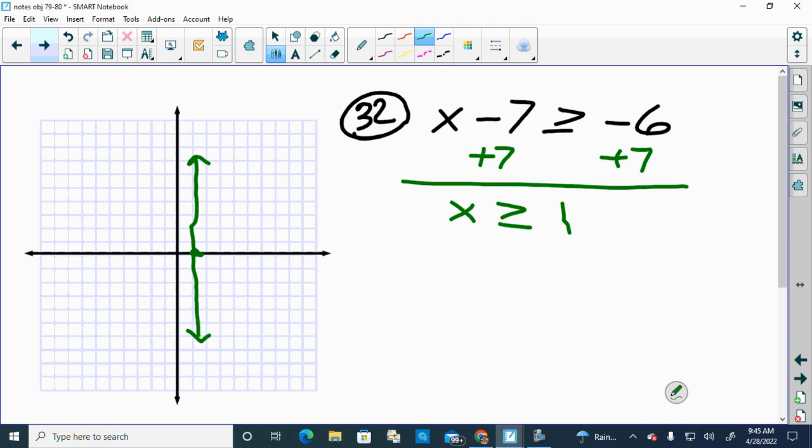Okay, now am I going to shade to the left or to the right? Right. To the right, because the part that faces the x is the bigger part of the sign. So we will shade to the right. Because whatever I plug in here has to be bigger than 1. So that would be going to the right.